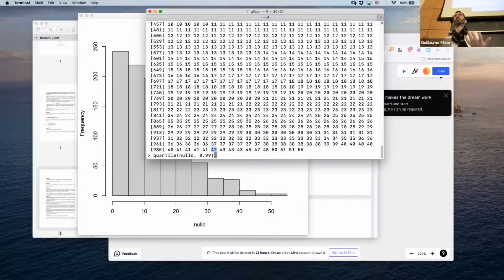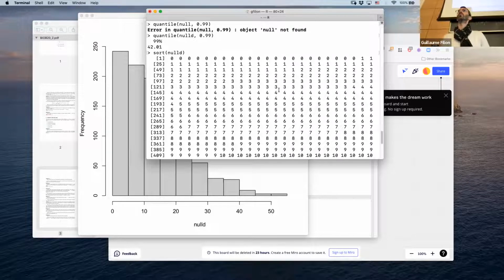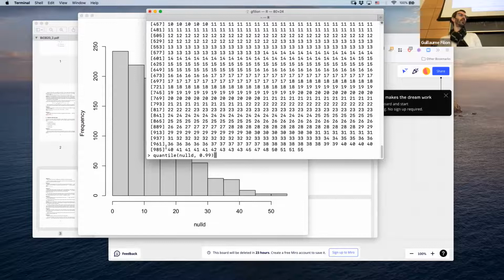The point is that doing this process is fairly manual. I need to count the values, etc. And you see that I used the fact that this 40 here is 985, and then I had to count manually to find that this is the value I'm looking for. It's not a very automatic way of finding the answer. Quantile, on the other hand, is automatic and instantaneous.